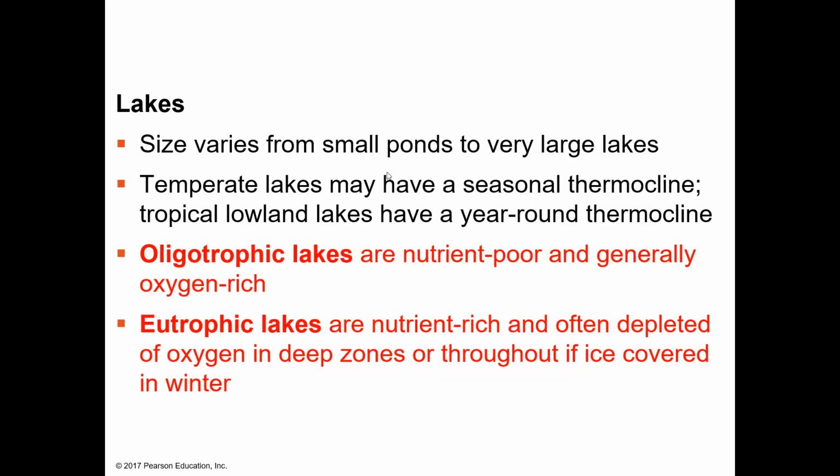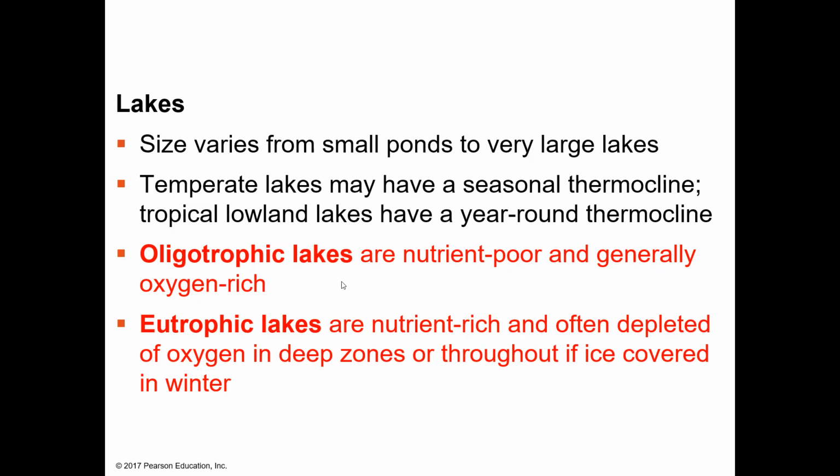Temperate lakes may have a seasonal thermocline. So remember, thermocline was areas where deeper parts of the water are colder, and then you have warmer spots near the shallower areas. But there are tropical lowland lakes that have year-round thermoclines. So if they don't have that traditional turnover like we saw, then the thermocline would exist for the entire year.